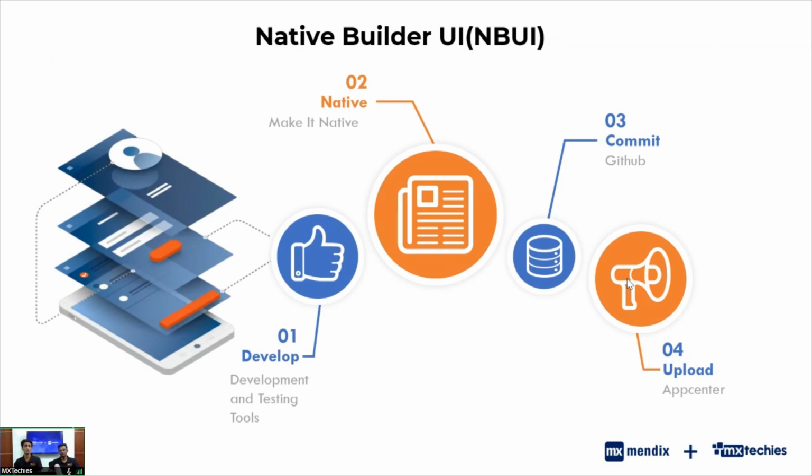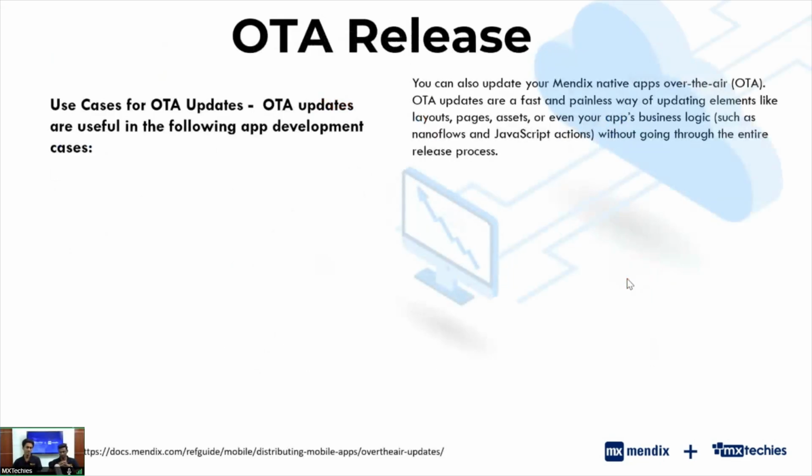Microsoft App Center is a cloud-hosted tool for building, managing, testing, and releasing apps. It is connected to the native repository on GitHub. It uses the source code to build the app as an APK file and an IPA file for Android and iOS respectively. So now let's move on to the next topic, OTA release.